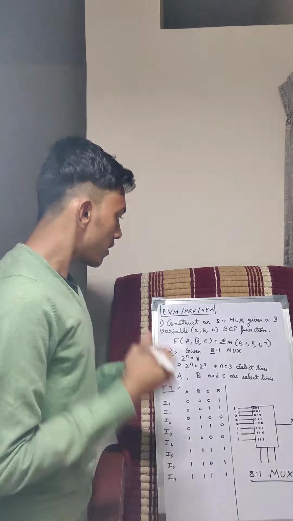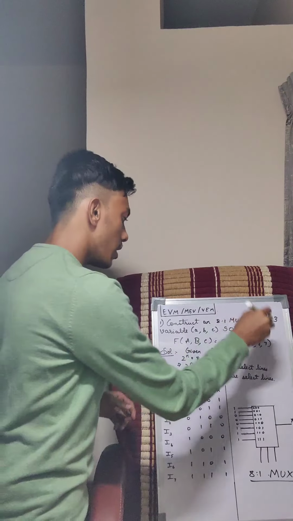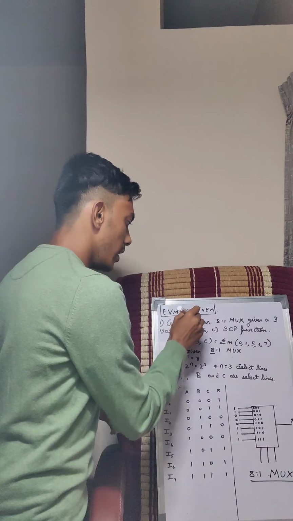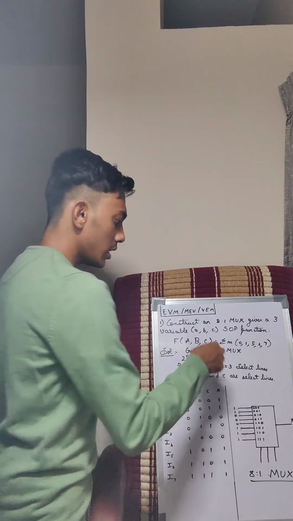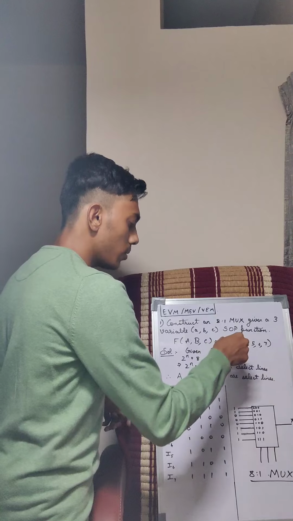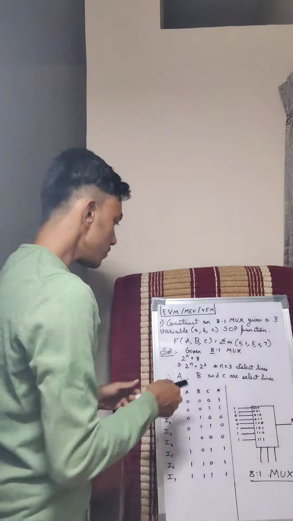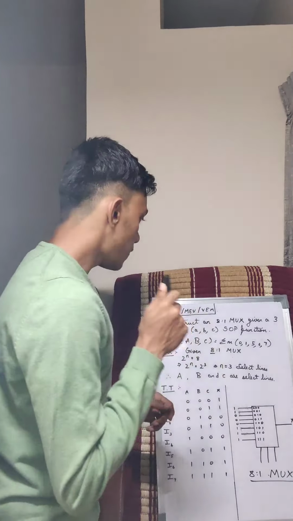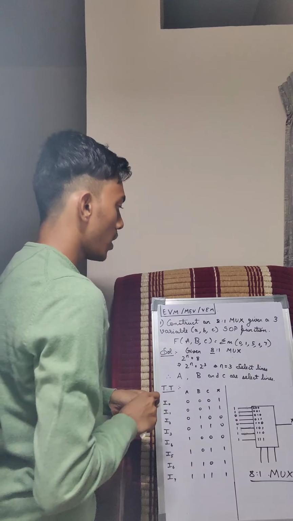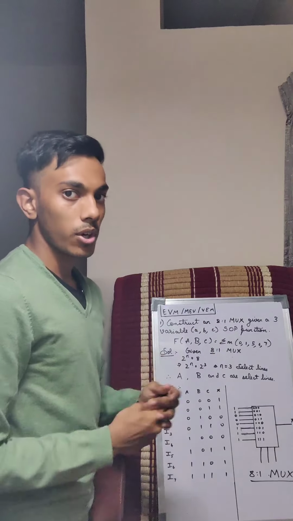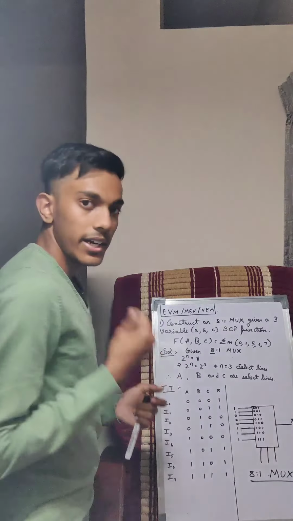The problem that has been given to us is: construct an 8:1 MUX given a 3 variable, that is A, B, C, SOP function. This is the function that has been given to us, f of A, B, C equal to summation of m 0, 1, 5, 6 and 7. Now let's move on to the solution. The first thing that you must always do is look back to the question. What is it? An 8:1 MUX is what you will be constructing. So write down the 8:1 MUX that has been given to us.